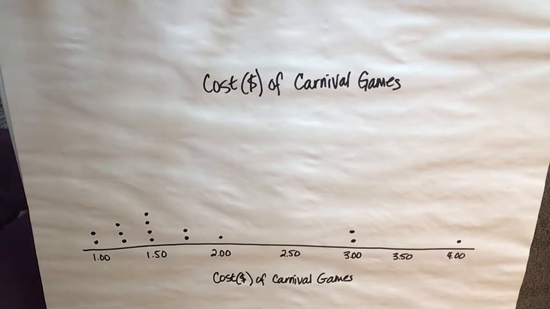I could ask you, how many games are at our carnival? And you could count up the dots to tell me how many games are at the carnival. So using a dot plot, we can answer lots of questions about this data, and yet it's in a simple, easy, quick way to read.